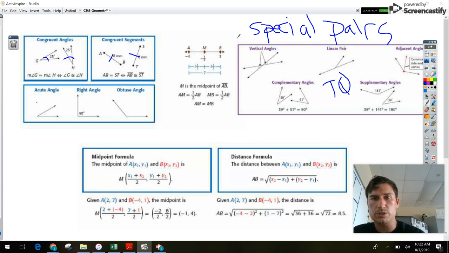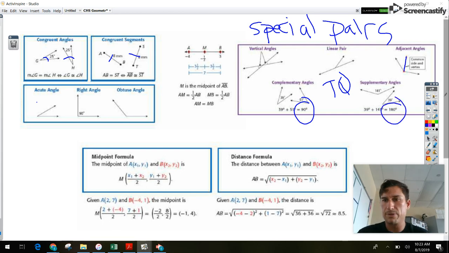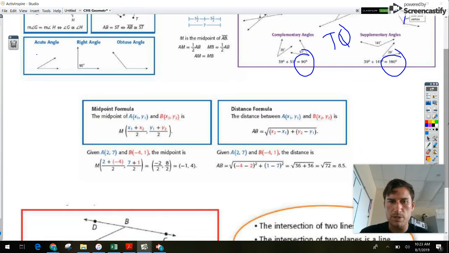Vertical angles are congruent to each other, crisscross, and share the same vertex. A linear pair always creates 180 degrees and shares a common ray. Adjacent angles don't have to be a straight angle; they just have to have a common vertex and common ray. Complementary add up to 90, supplementary add up to 180. The formulas you don't have to memorize, but we just need to know how to use them.